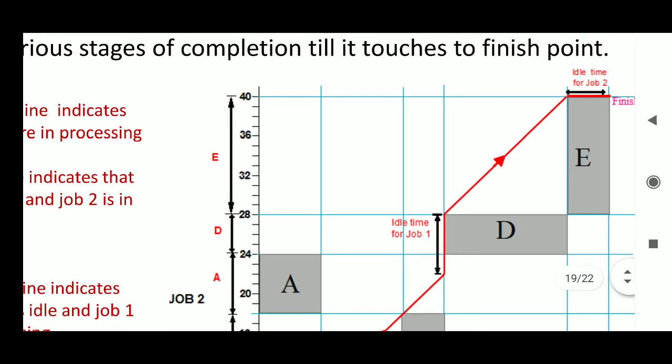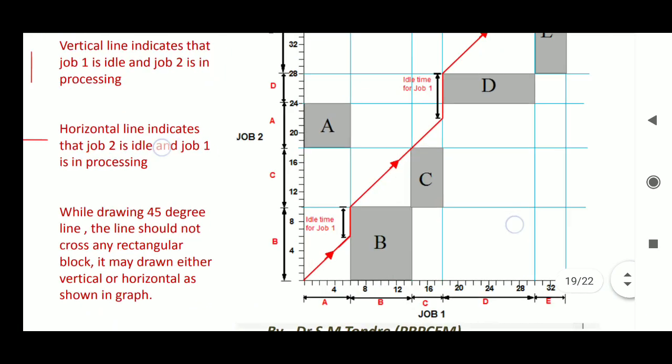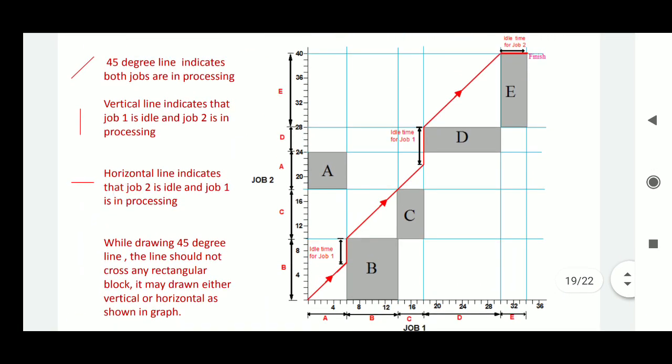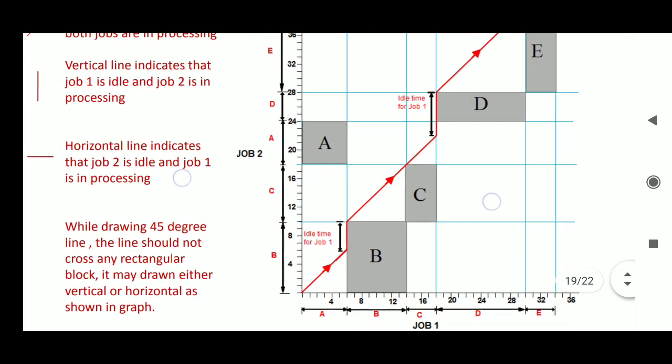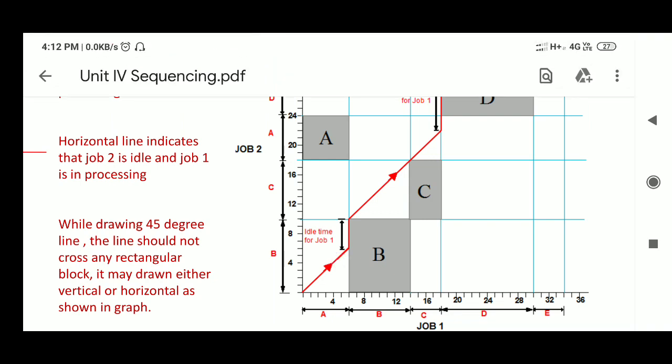Then again a 45-degree line, and at the last, up to 45, make again a horizontal line, because the 40 is the last limit. At this point the job is finished. Okay, so by observing this diagram, it indicates that first from this 45-degree line up to this point, both jobs are processing.